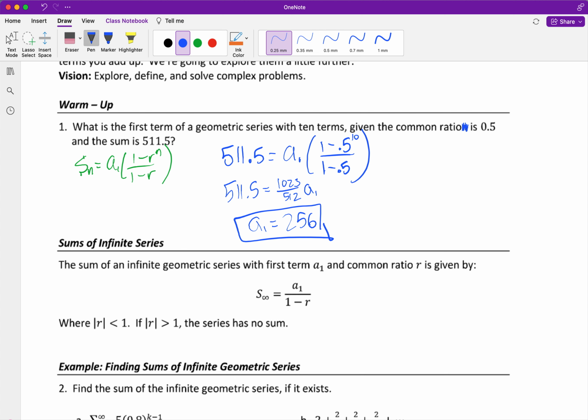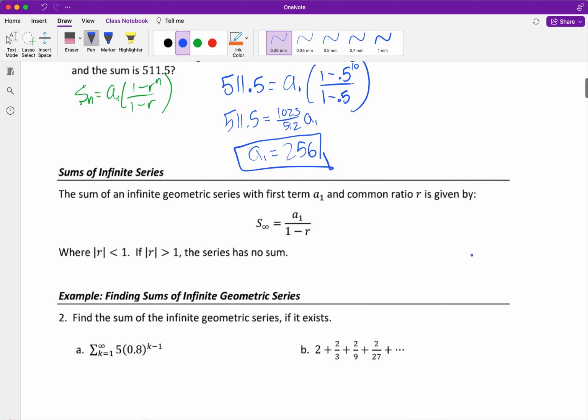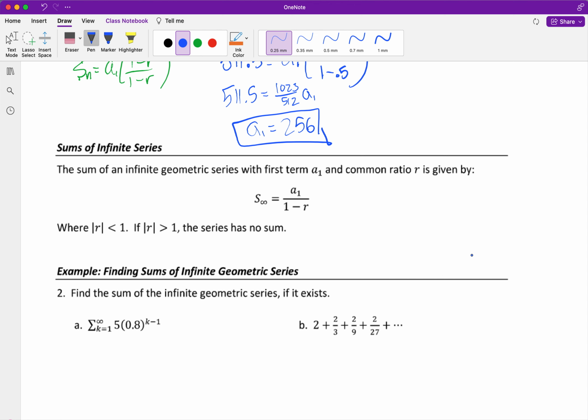Ta-da! Math. All right. The sum of an infinite geometric series that has a first term a1 and a common ratio r is given by S infinity equals a1 divided by 1 minus r. This is the last of the formulas that we need to memorize. You should know 2 for arithmetic, and now this is the third for geometric. And it says that it might not always work.